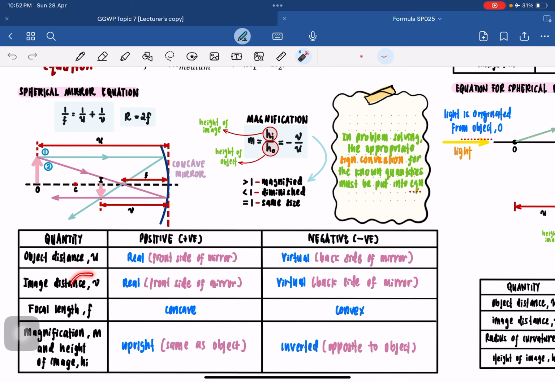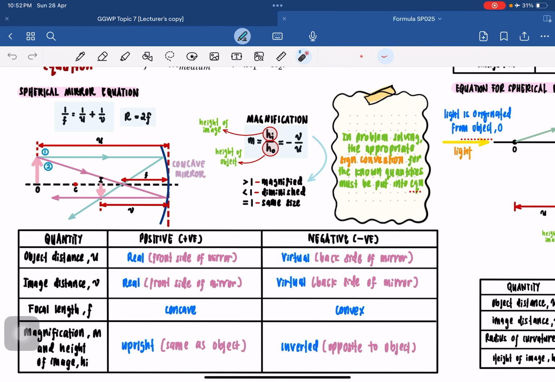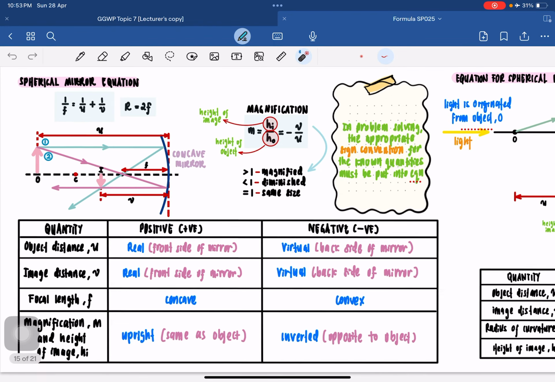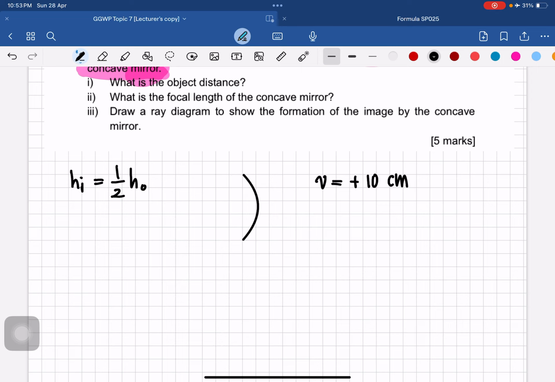So sekarang ni dia bagi tahu image tu adalah real. So sepatutnya kamu tulis dia mesti positif 10. So kamu tulis sini, kita tahu image real, so it's gonna be positive 10 cm. Bila dia jadi negatif, dia akan jadi negatif bila image tu virtual. Alright? So sekarang ni image ni sekarang at the front side of the mirror. So it's gonna be from somewhere here, which is basically the front side of the mirror with a distance of 10 cm. Okay, ini yang dimension sekarang lah.